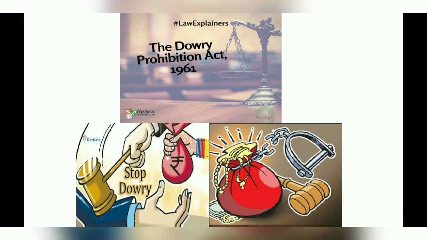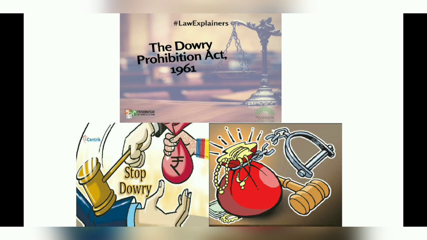But then the Dowry Prohibition Act of 1961 came about. The government took an initiative to prohibit the collection of dowry in Indian society. So the Dowry Prohibition Act of 1961 came about.